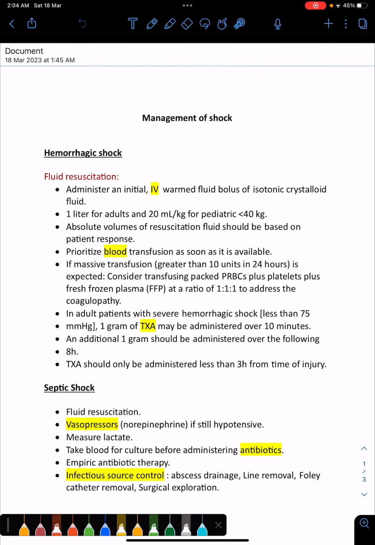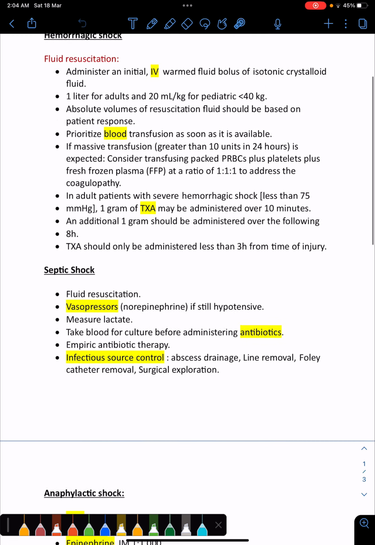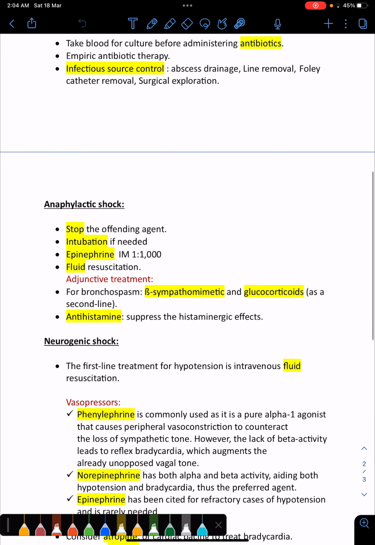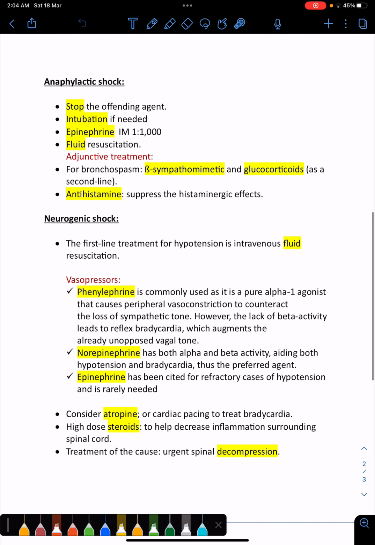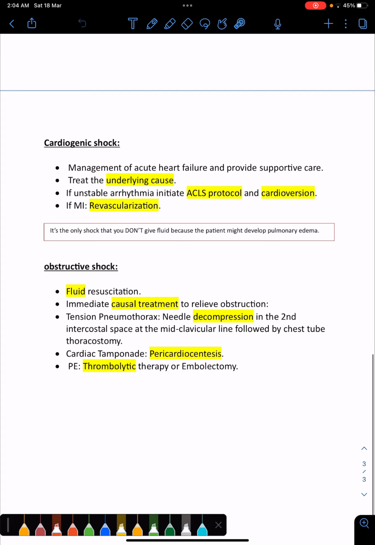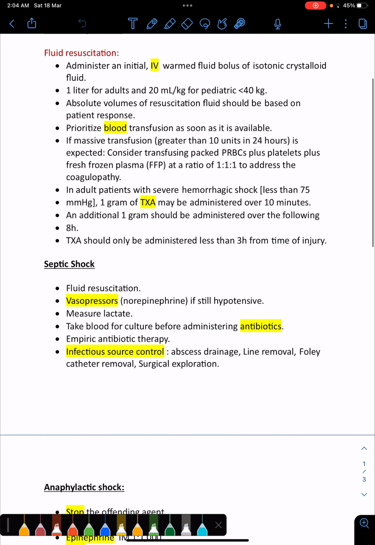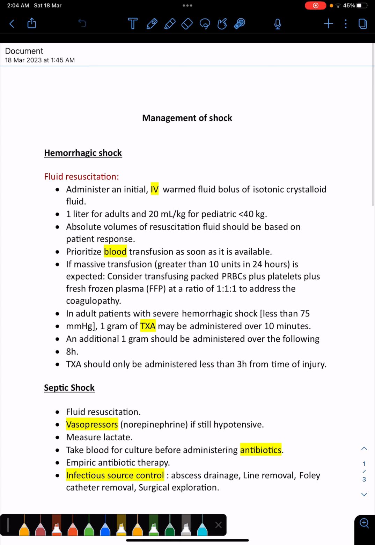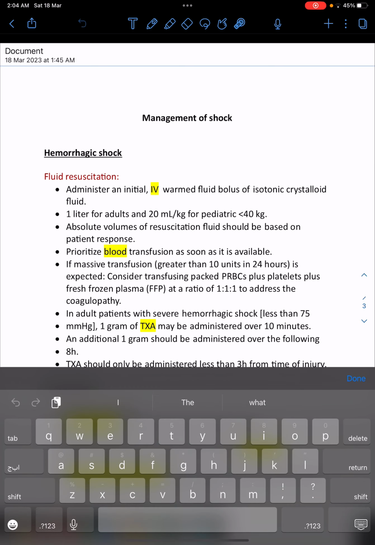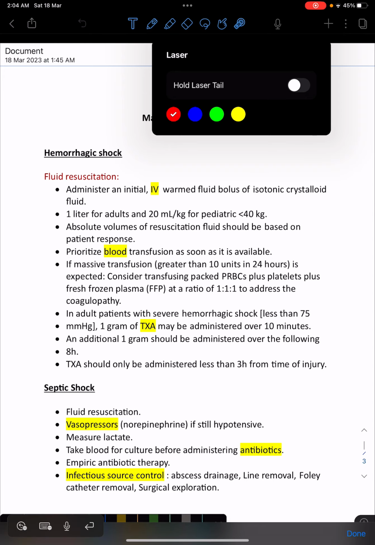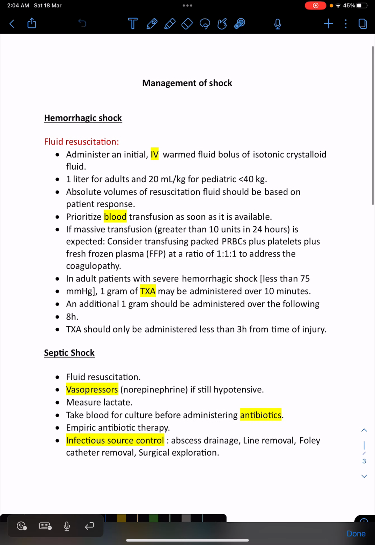Hey everyone, I'm going to talk about the management of shock. So we have hemorrhagic shock, septic, anaphylactic, neurogenic, cardiogenic, and obstructive. First of all, hemorrhagic shock: we're having some sort of loss of blood.